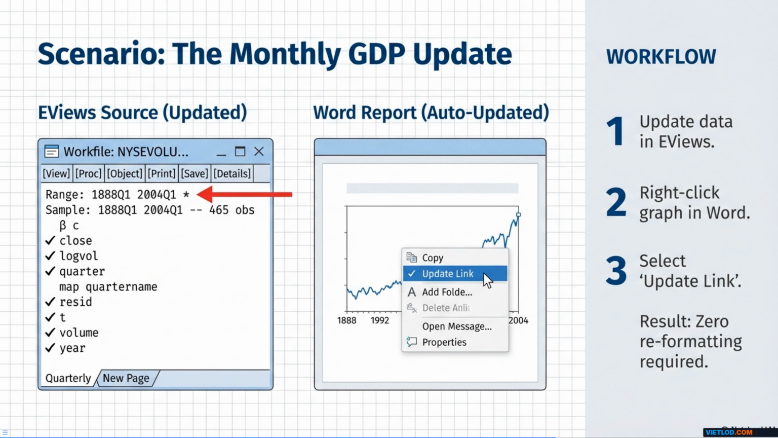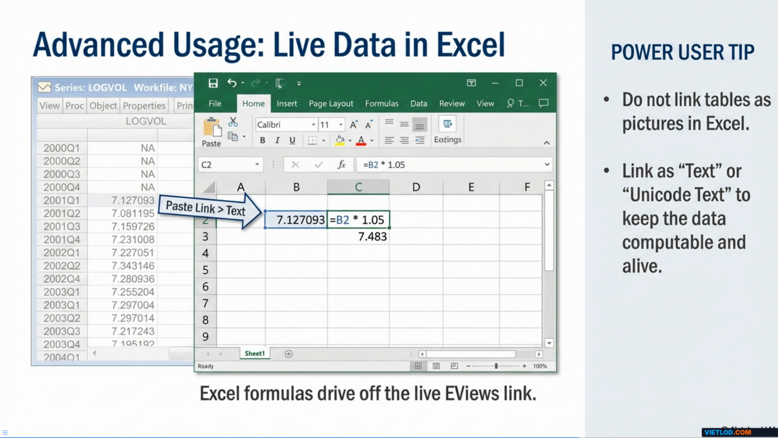Here's a typical workflow. First, you update your EViews workfile with the latest month's data for GDP, Gross Domestic Product. The source file is now changed. Next, you open your Word report. You don't need to delete anything. Simply right-click on the linked graph. From the context menu that appears, select Update Link. The graph in your Word document will instantly refresh to reflect the new data from EViews. The result is 0 reformatting and a perfectly updated report in seconds.